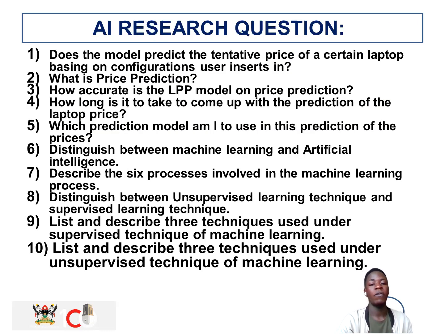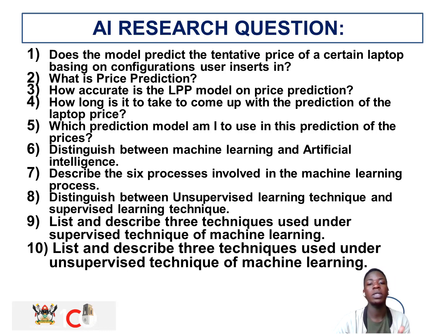As I go further with the AI research questions, the first question I have is, does the model predict the tentative price of a certain laptop? After that, what is price prediction? And after that, how accurate is the LPP model on price prediction? How do we determine accuracy? We determine accuracy after getting the output, or the tentative price, of that exact model. And then, which prediction model am I to use?